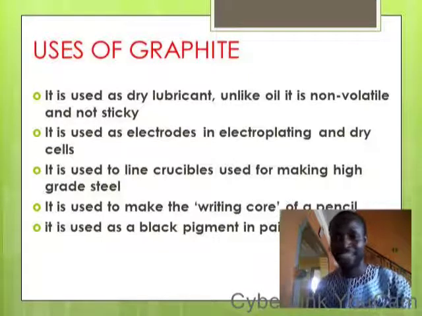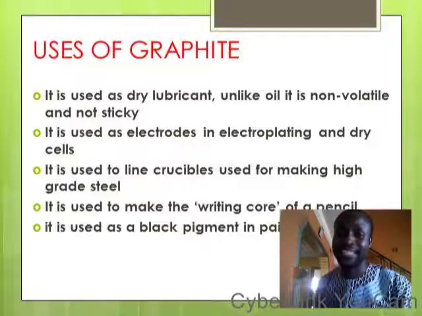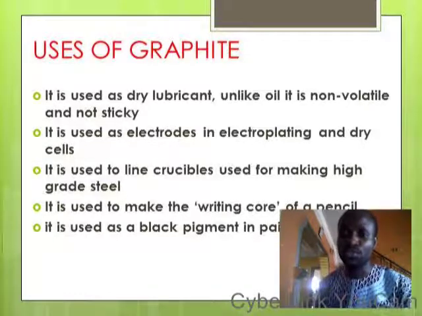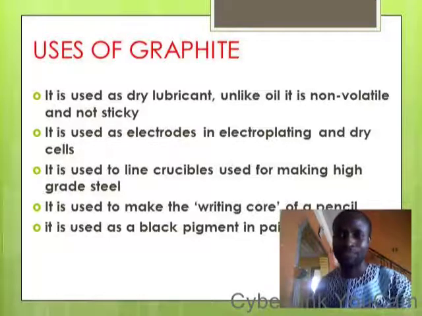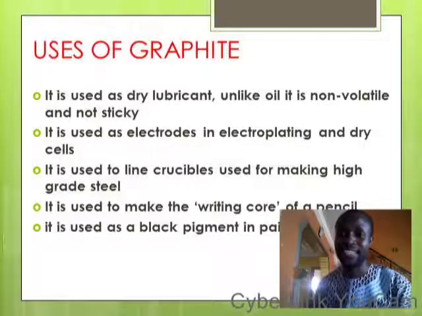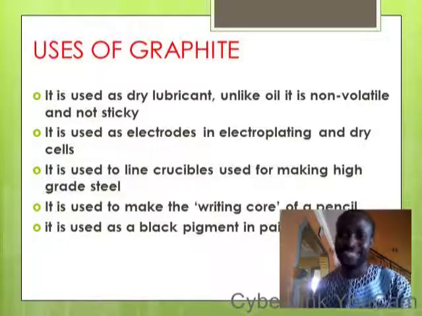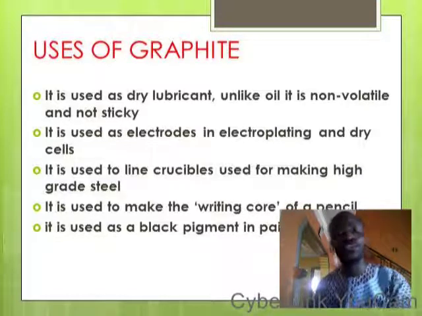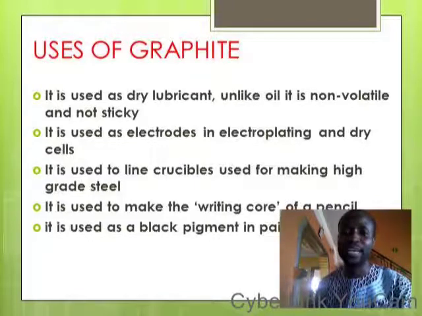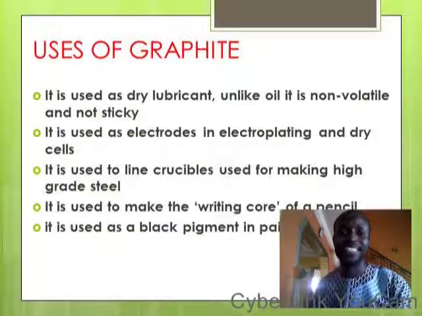Now, uses of graphite. As you understood the uses of diamond, the same way you should understand the uses of graphite. It is used as a dry lubricant. Unlike oil, it is non-volatile; it does not disappear easily and is not sticky. It is used as an electrode in electroplating and dry cells. It is also used to line crucibles used in making high-grade steel. It is used to make pencil lead. It is used as black pigment in paint.